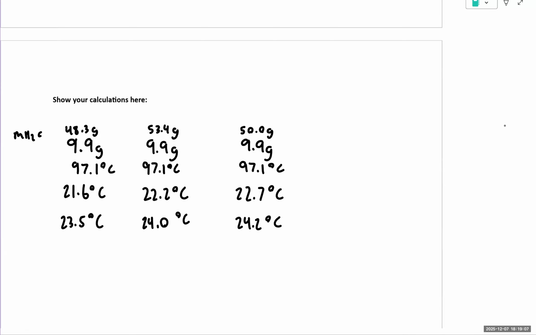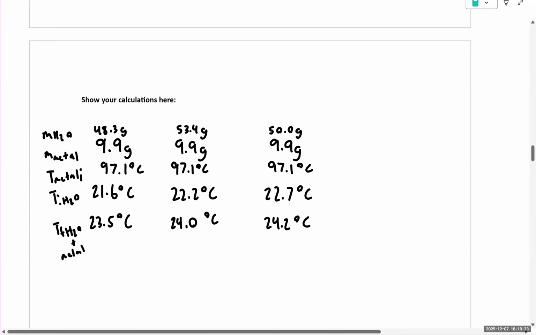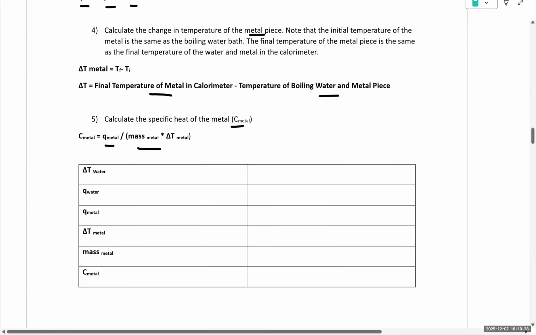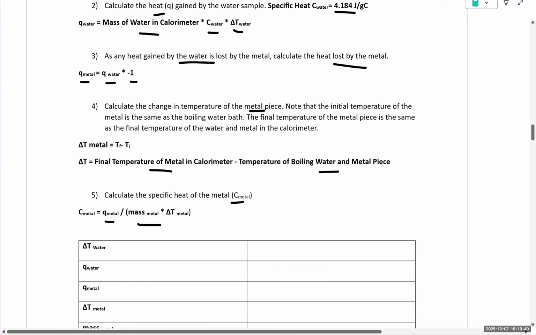For the mass of water, we have the mass of the metal. This is the temperature of the metal, which is the temperature of the boiling water bath. This is the initial temperature of the water, and this is the final temperature of the water plus the metal. Okay, so let's now execute on our calculations. So in this case, if we want to calculate the delta T of water, we just take T final minus T initial.